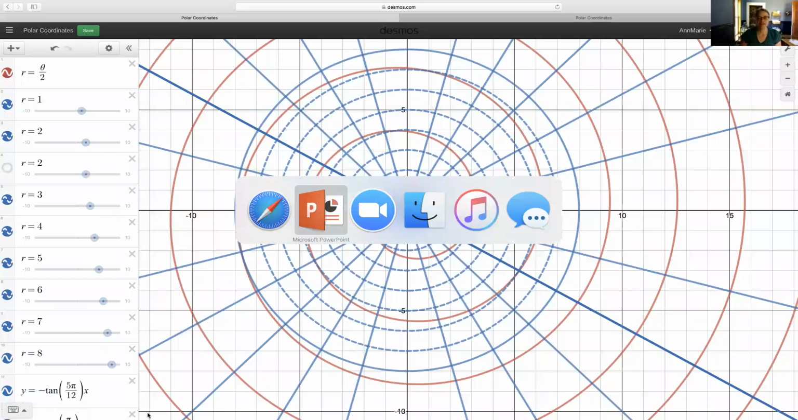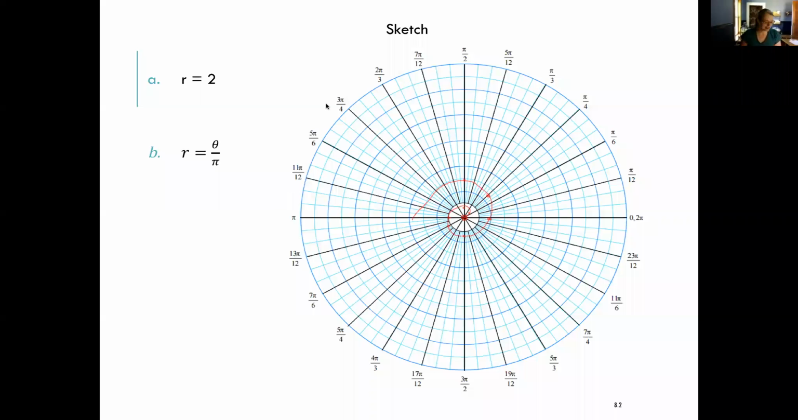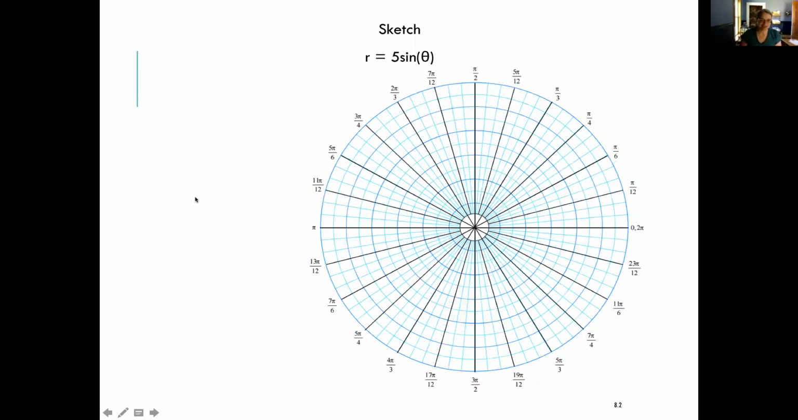And let's just do this again. We're going to sketch r equals 5 sine theta. This is where your knowledge of the unit circle comes in handy, right? Because you can make a theta, r table. You know that when theta is 0, the radius is going to be, what's the sine of 0? 0. So we've got a point at 0, 0.